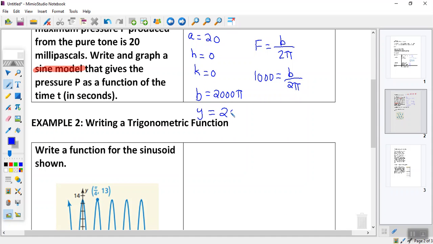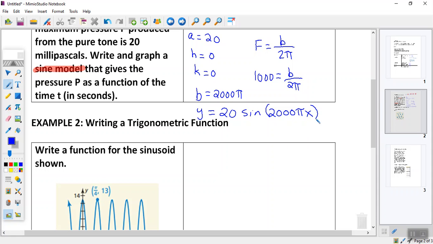20 times the sine of 2,000 pi times which variable? Times x, right? Because that x minus 0 would just be x. And then do I need to put a plus 0 on the end of that?